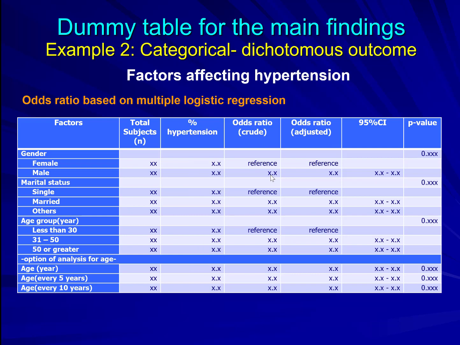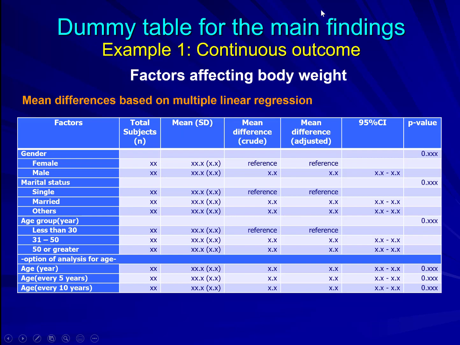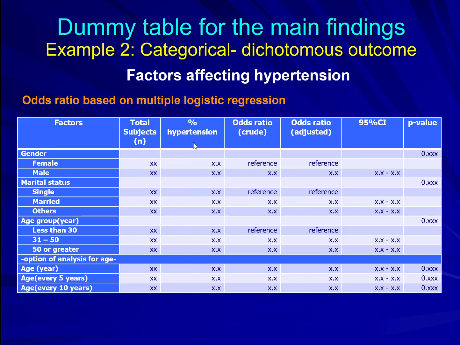The second type of outcome is categorical. Now I just show you a dichotomous outcome just to let you see the differences between this type and the continuous. So for continuous, you see this? Exactly the same for the first and second columns, but the third one changed from mean to percentage, you see? Percent of what? Percent of the outcome. So factors affecting hypertension. Hypertension is the outcome. So here we need the percent of the event or the outcome.